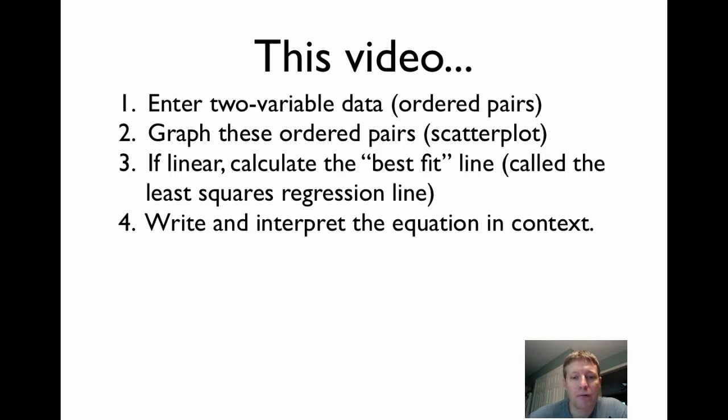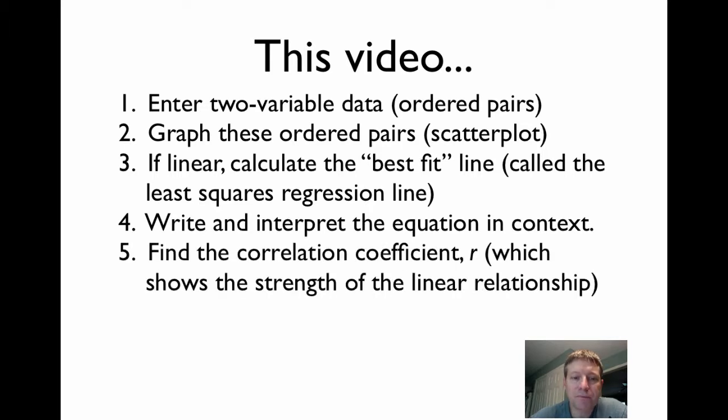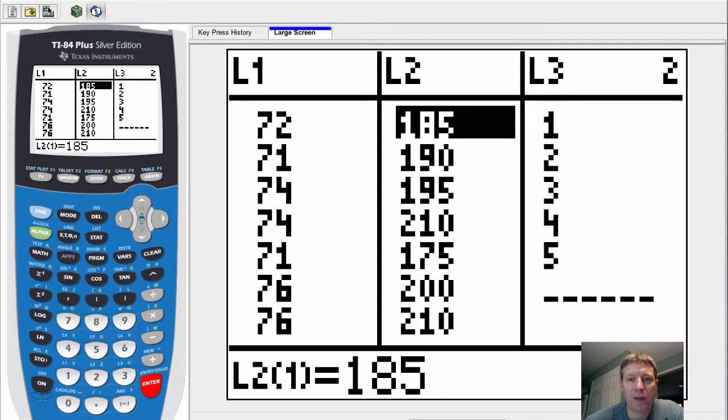And then we're also going to write and interpret the equation once the calculator produces it for us, and we'll have to interpret that in context of whatever story we're dealing with. And finally, we will find the correlation coefficient, which is a way to measure how strong and what direction the linear relationship is.